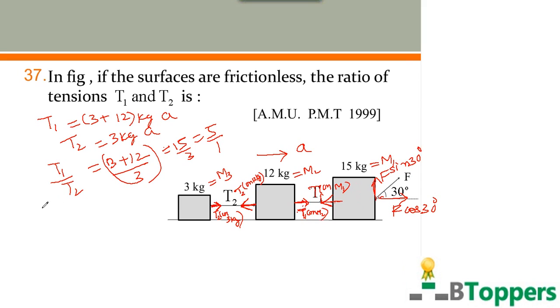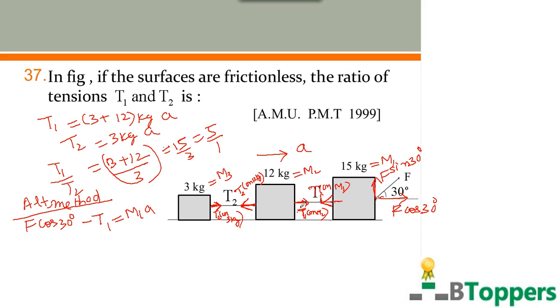So I am talking about the alternate method for the same question. That means we are analyzing it completely. Resultant force on M1 is equal to F cos 30 degrees minus T1. That is equal to mass M1 into acceleration.